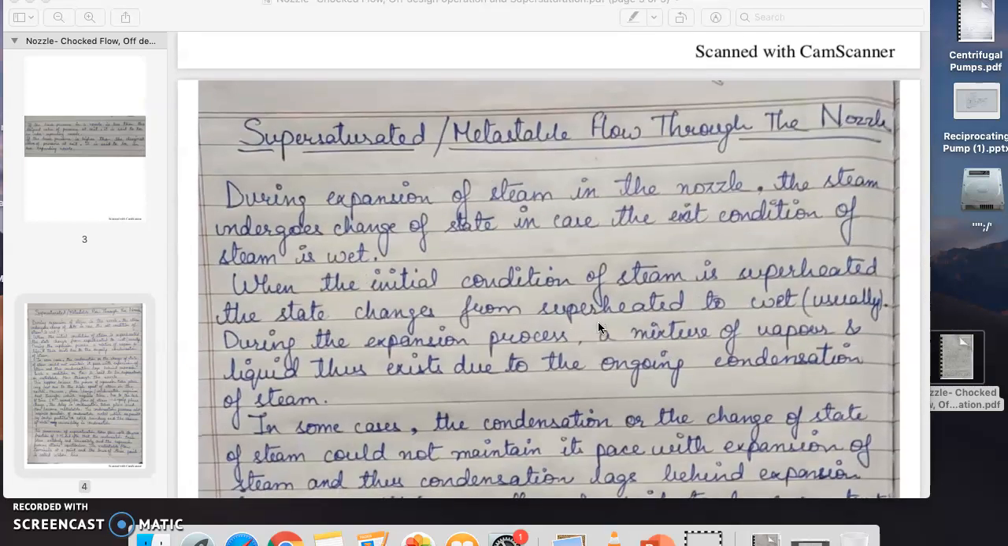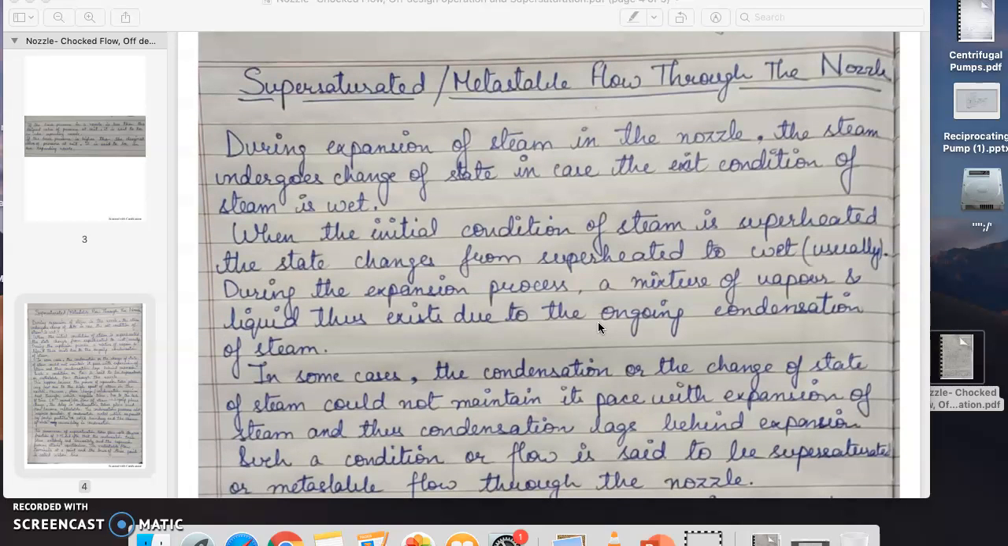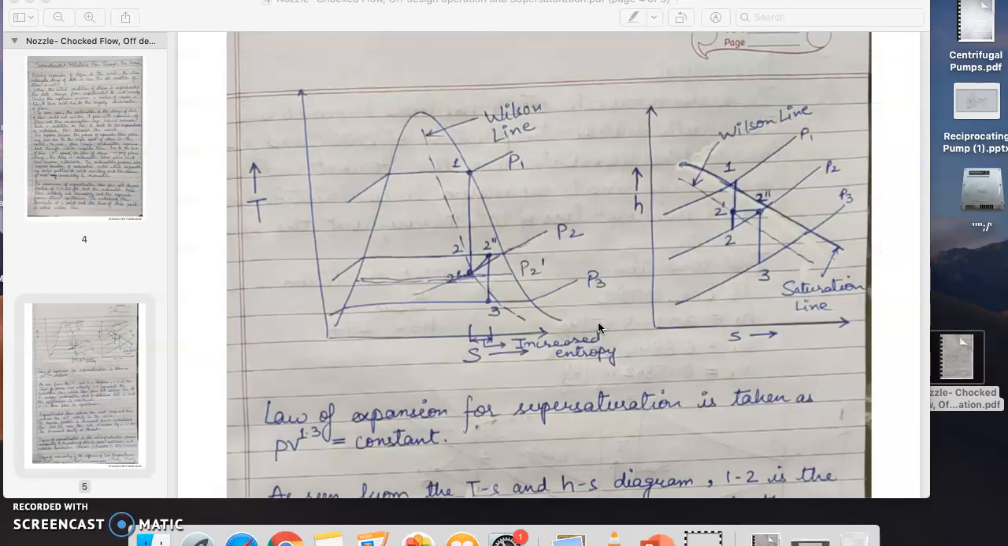So the very important topic which is left in the nozzles is supersaturated or metastable flow through the nozzle. So what is supersaturated flow or metastable flow? What happens is, a steam which is undergoing expansion in a nozzle, if its condition is superheated or saturated before the expansion, then the process can be drawn as this one, 1 to 2 dash.